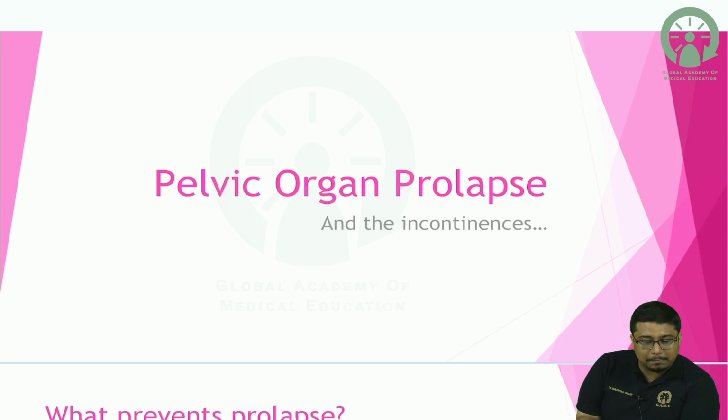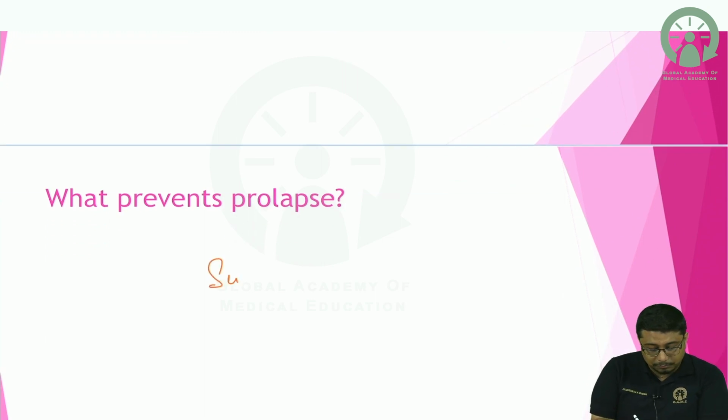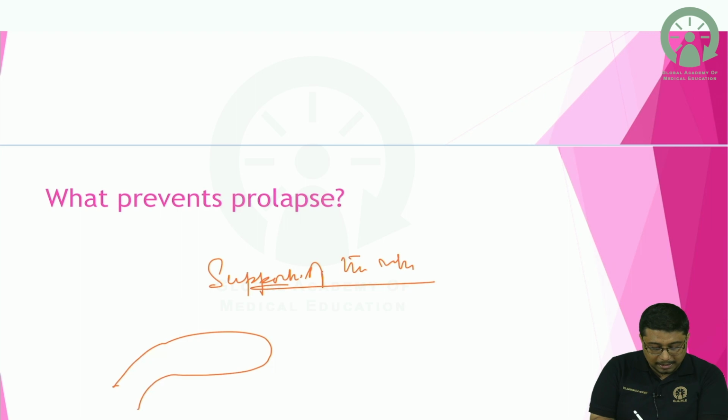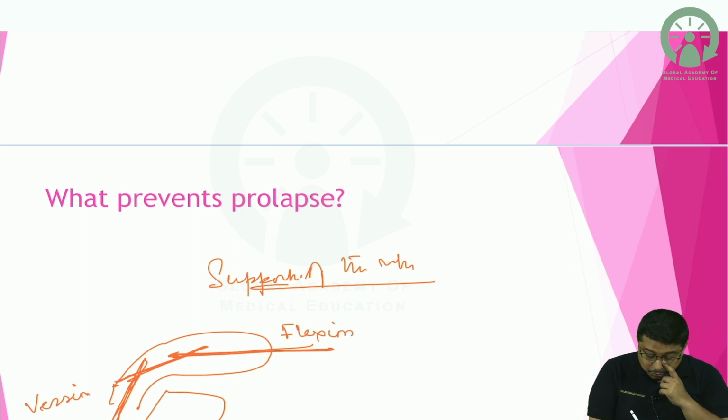Coming to one of the very important topics, pelvic organ prolapse. So what prevents prolapse? The supports of the uterus, right? So two things. One is this odd angle of the uterus to the bladder. So there are two angulations. One is uterine corpus to cervix and one is cervix to vagina. The one related to vagina is known as version and the one related to the corpus is known as flexion. So cervix to corpus is flexion, cervix to vagina is version. Uterus is normally anteverted, anteflexed.